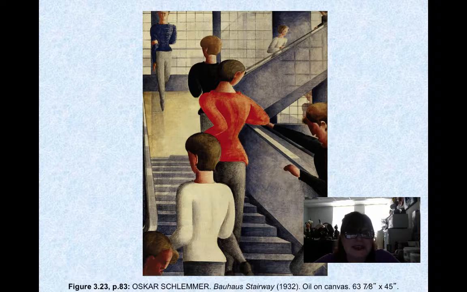You could say not only is the red of her sweater pointing at her, but the stairs themselves are pointing at her, and the angles of her elbows are sort of echoing in mirror form what the stairway is doing. So there's a couple of different ways that Oskar Schlemmer is drawing your eye there.